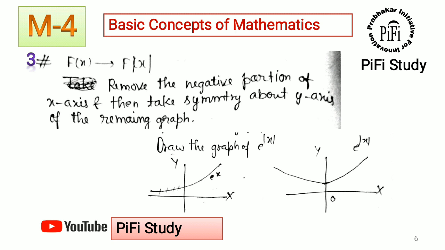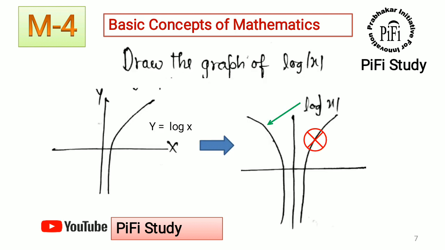And in this case, the whole graph is considered. So in this way, you can draw the plot of y is equal to e to the power mod x. Now draw the graph of log mod x.